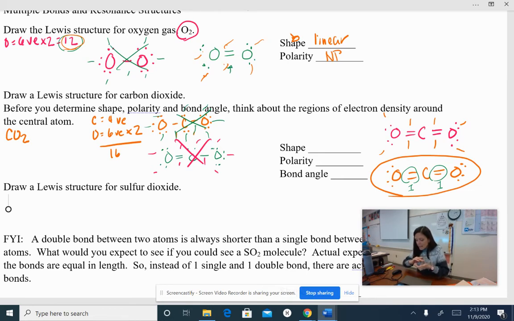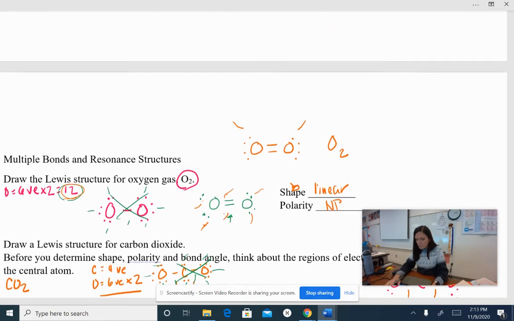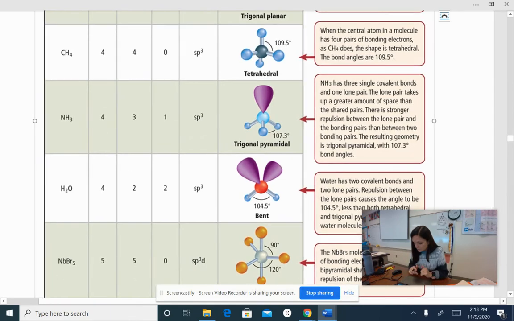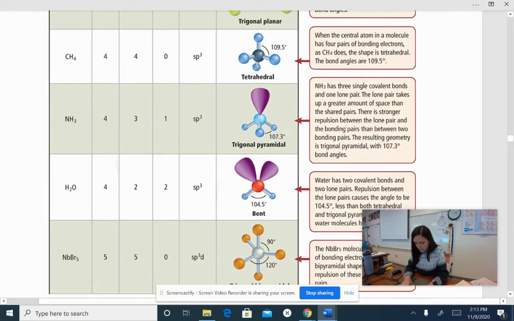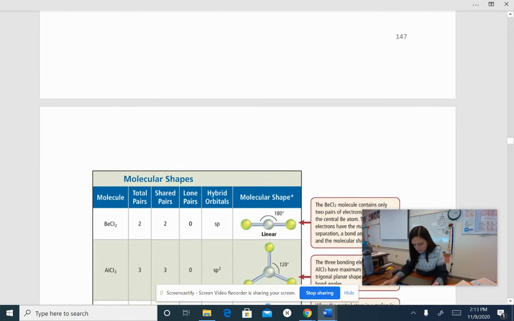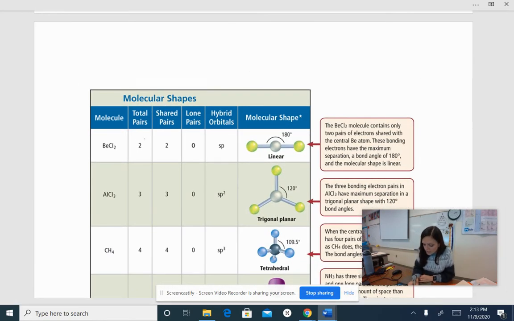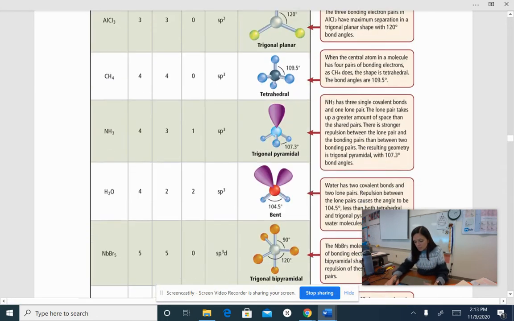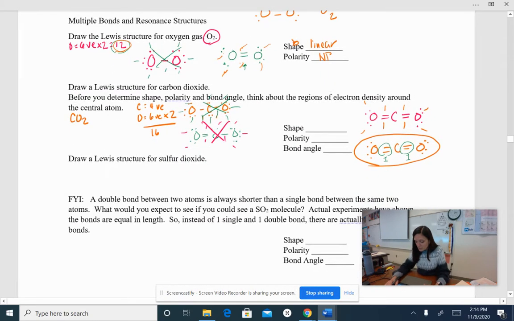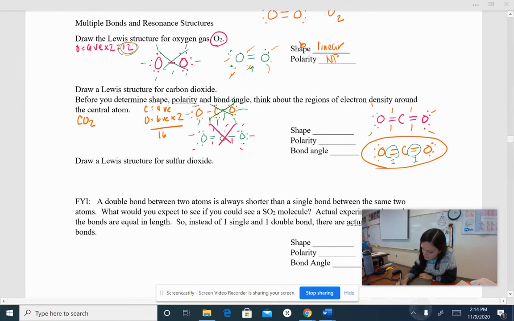So when we look at our chart back up here, for 2 areas around that center atom, in terms of shape, is it going to let me scroll? 2 areas around that center atom gives me a linear geometry and a bond angle of 180. Okay, remember double and triple bonds count as one area. So our shape here is going to be linear.